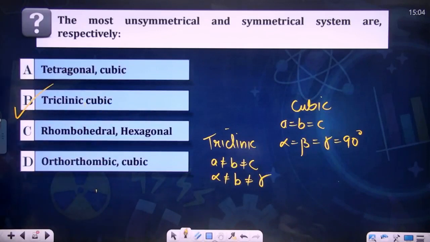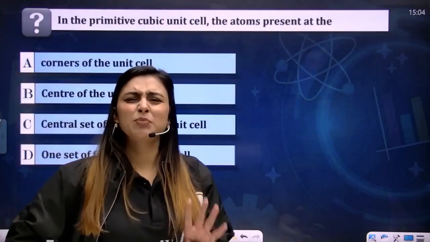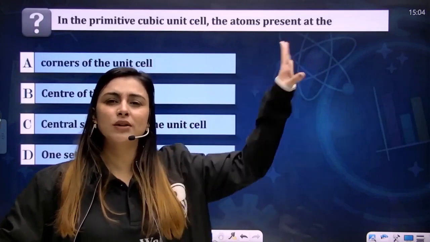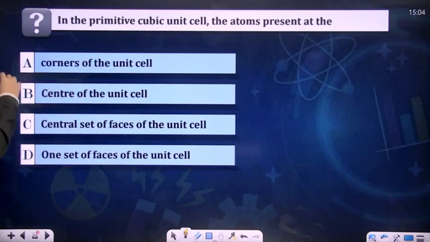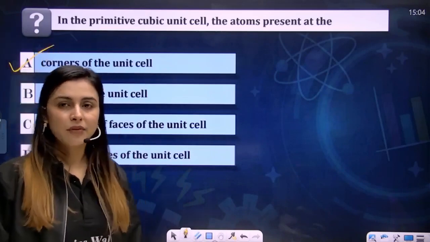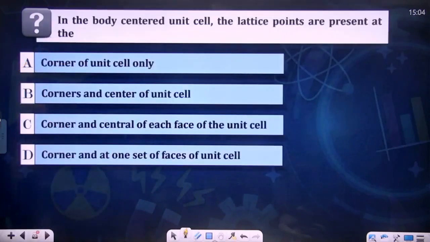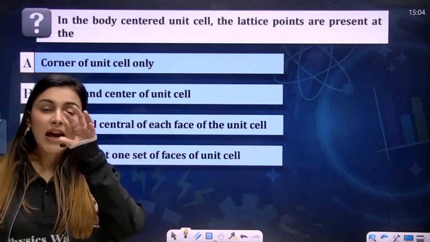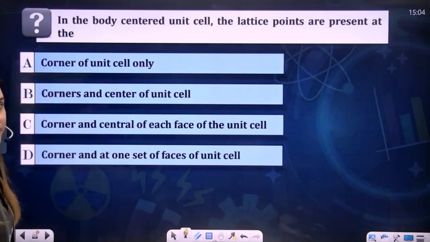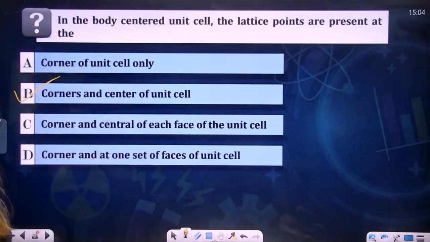Let's move forward. Next is that in primitive cubic unit system, the atoms are present at... it is primitive, it only says that go and sit on the corners. So only corner atoms, corners of the unit cell. So option A will be your correct answer. Perfect. Next is, in the body centered unit cell, the lattice points are present at the primitive, that is corner part as well, and the center of the body crystal system. So corner and the center of unit cell. So option B will be your correct answer.